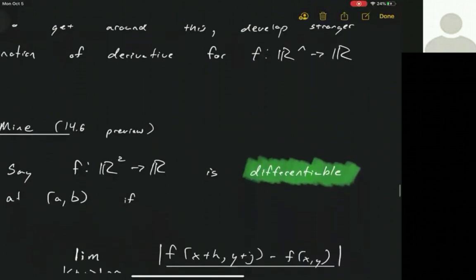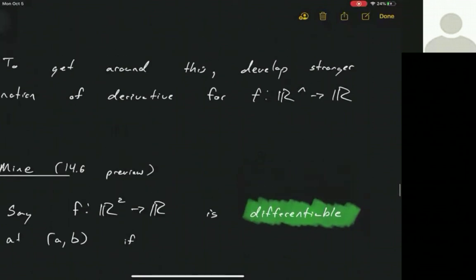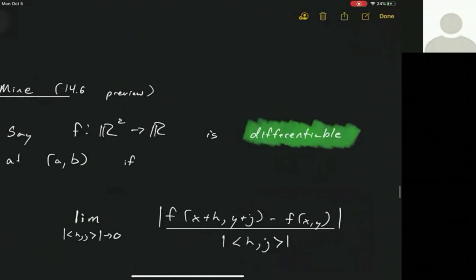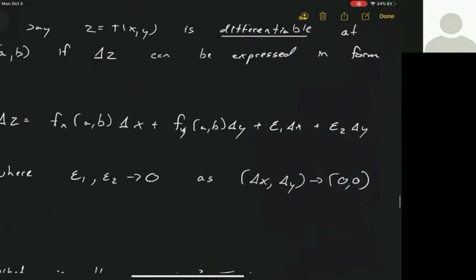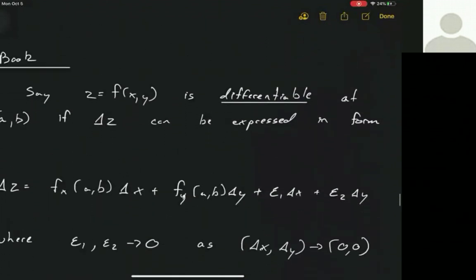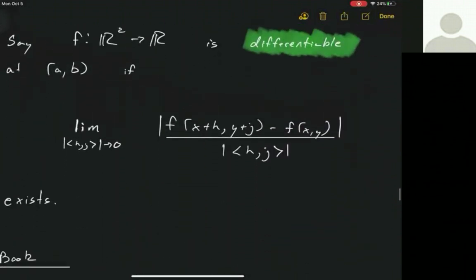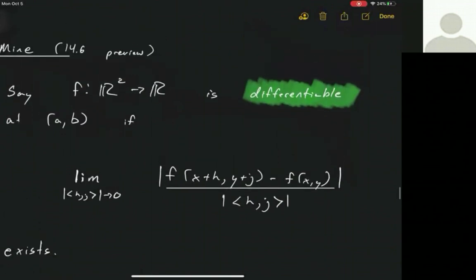We need a new idea of differentiability of this linear approximation. So we need something a bit stronger than just partial derivatives. There's a couple ways to define this, and I'll give you mine first, but what we should probably stick with is what the book says. Mine might be more simple, but don't devote too much time to this.